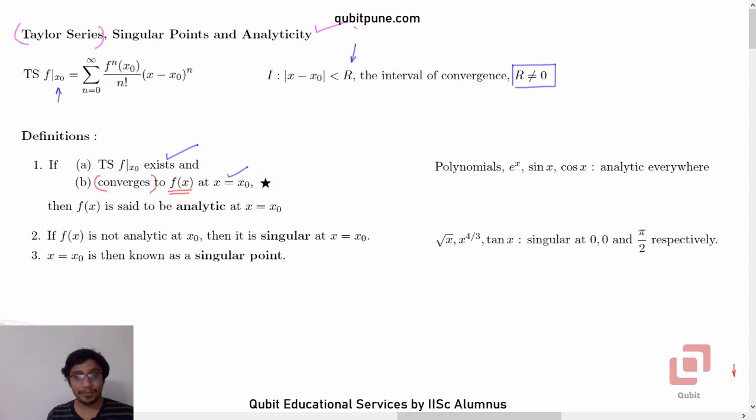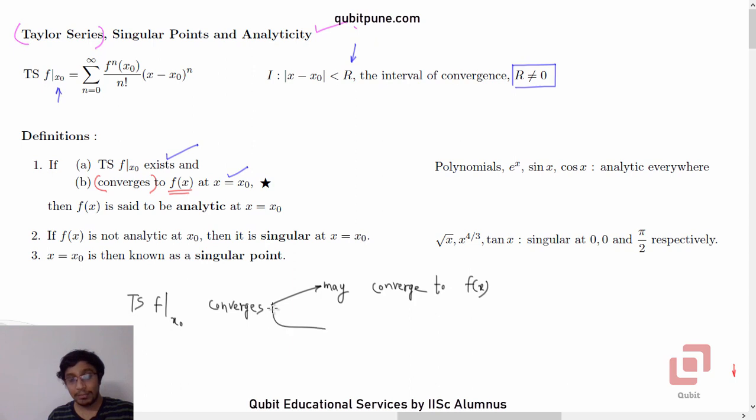Meaning, if the Taylor series of the function f at x0 converges, if the convergence is ensured, it may converge to f of x or it may not converge to f of x. Now this second point is a bit counterintuitive. We will not encounter any problems based on that, but nonetheless it is very essential to know the proper definition of analyticity.